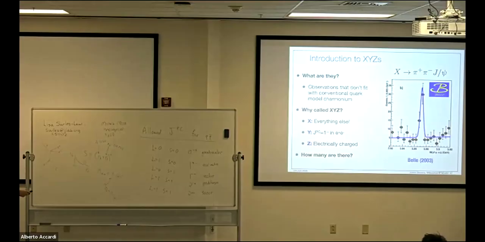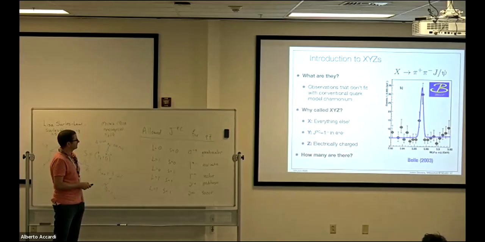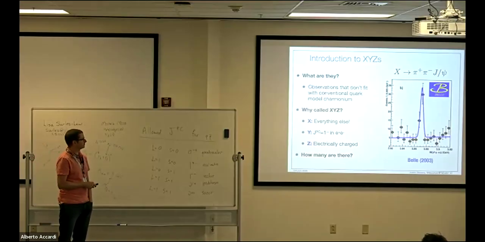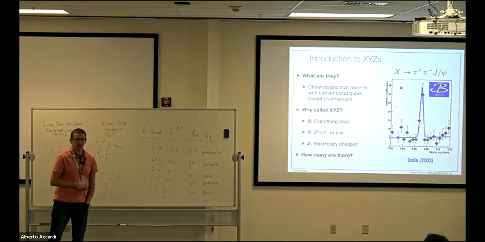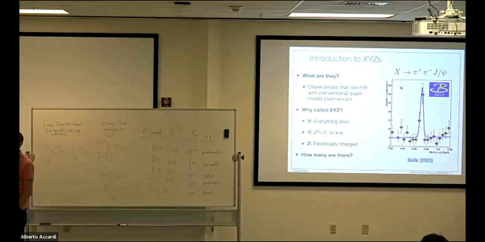So we call this thing an X because we don't know what it is, and it goes by this name. We're going to talk more about other particles called Y. They're also things we don't know what they are, but they have a particular set of quantum numbers. They're the 1-minus states that we make in e+e- annihilation. And everything that gets a name Z is going to be electrically charged. And that will give us more information about what the quark content can be.